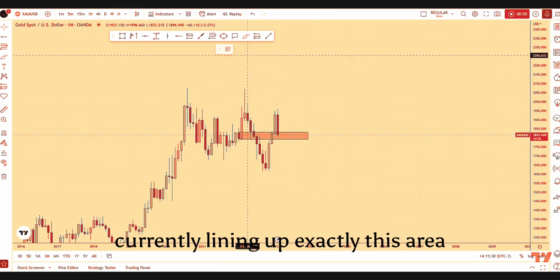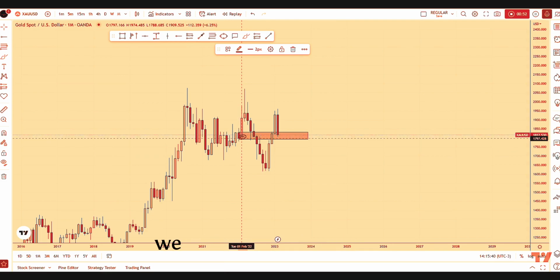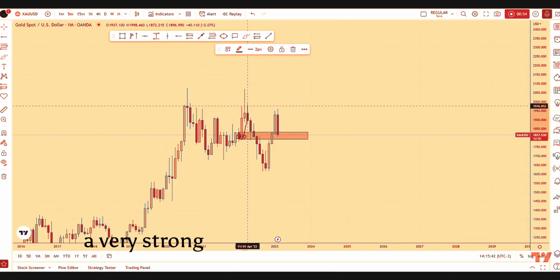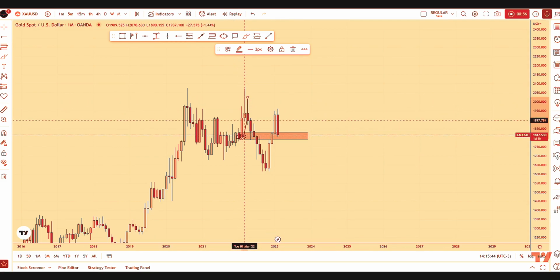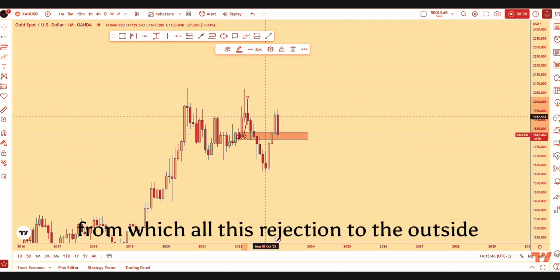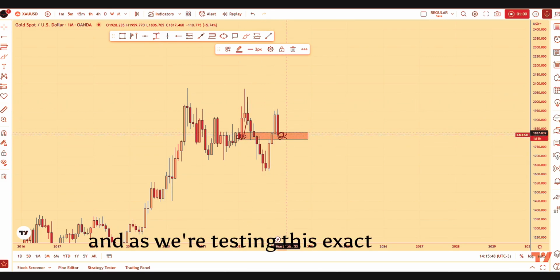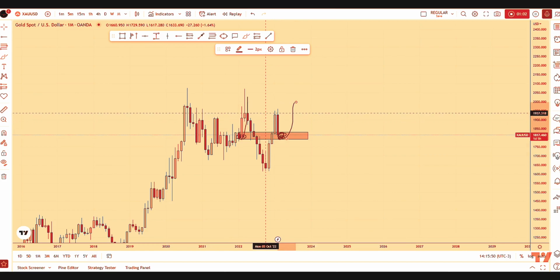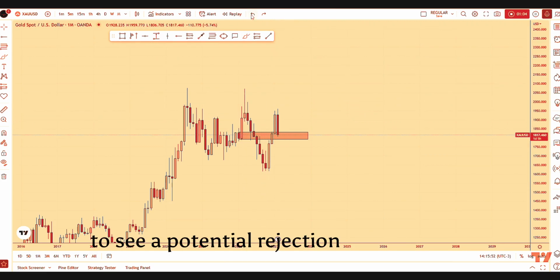exactly at this area, which, if we look left, we can see how it was also a very strong area of demand and support from which all this rejection to the upside started. And as we're testing this exact same area, there's a good probability to see a potential rejection to the upside away from this area.